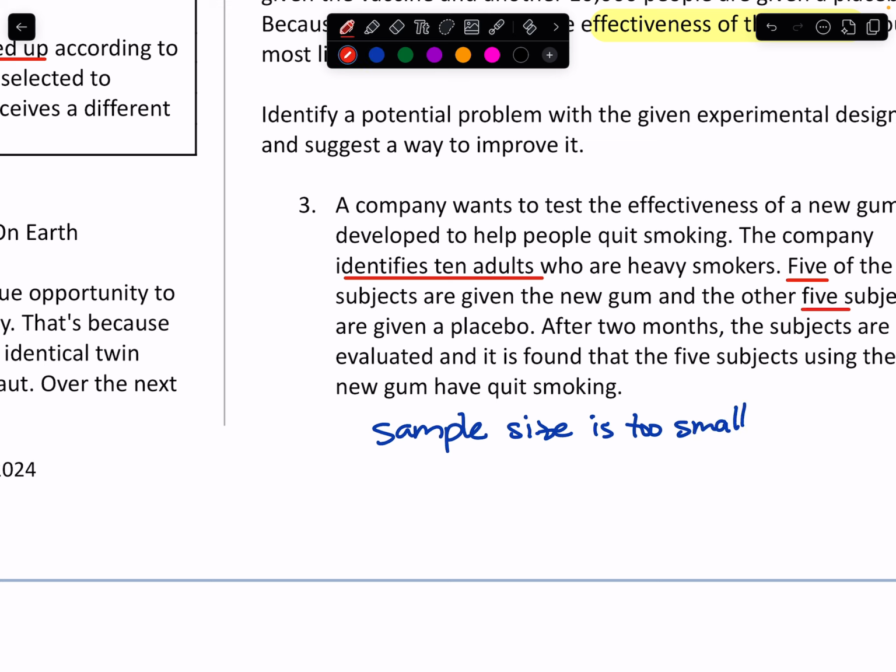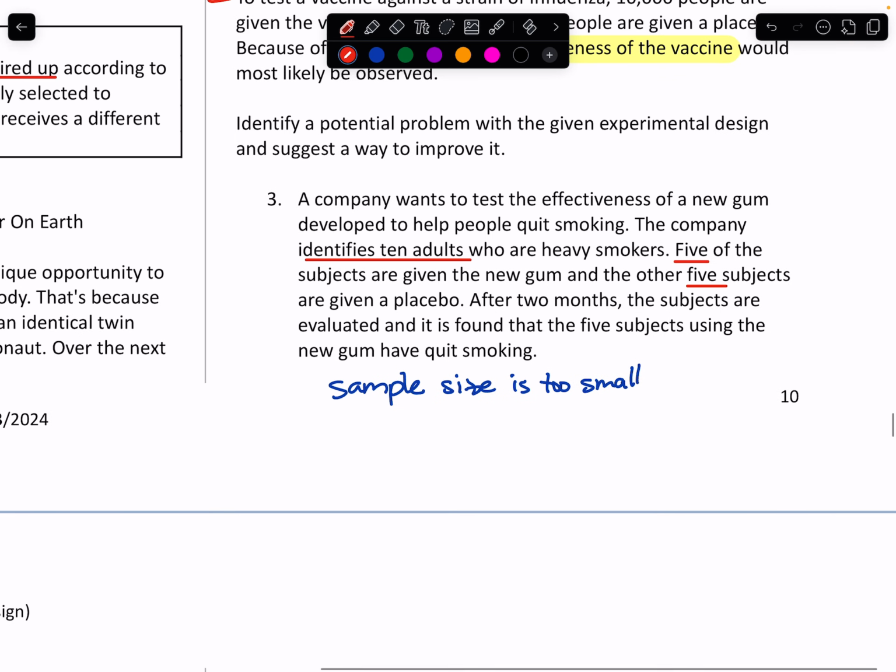So how small is too small? Kind of depends on what you're doing. And there is an equation, a formula we'll look at later about determining if a sample is too small or not. But for now, we would just suggest using more people, more specifically more smokers. Maybe 1,000. If we could get 1,000, that'd be probably pretty good. At least a good start.